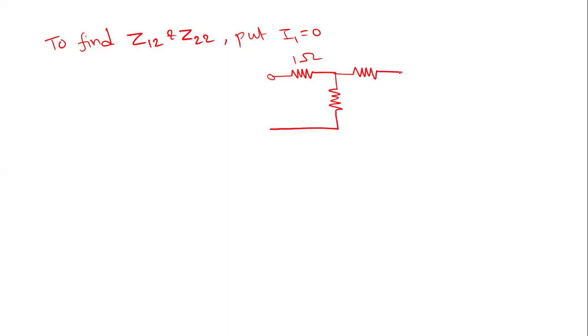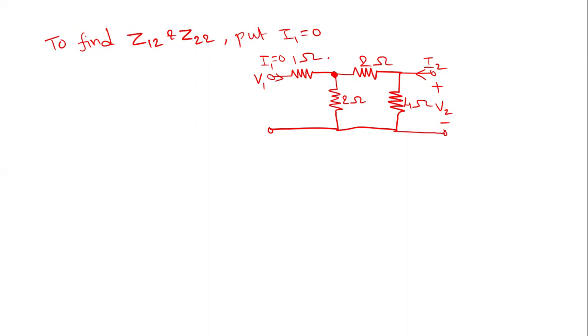This is also 2 ohm resistor. This is 4 ohm resistor. This is V2. This is I2. This is 2 ohms, 2 ohms, and 4 ohms. Okay, so here we made I1 as 0. There is no current flowing through this 1 ohm resistor, which means this node voltage is V1. There is no potential drop across the 1 ohm resistor. Why? Because there is no current flow. So this also becomes V1.